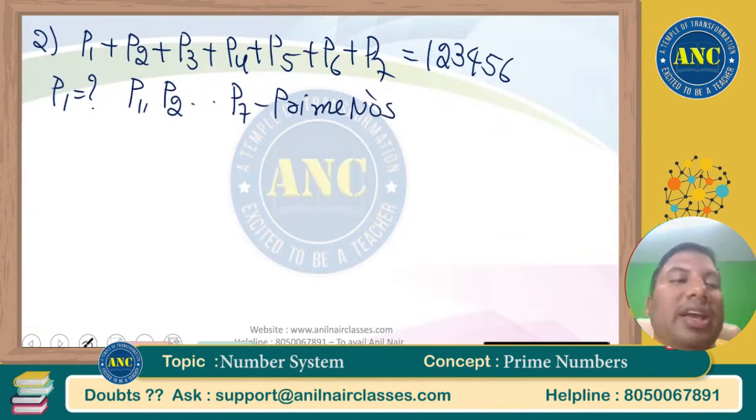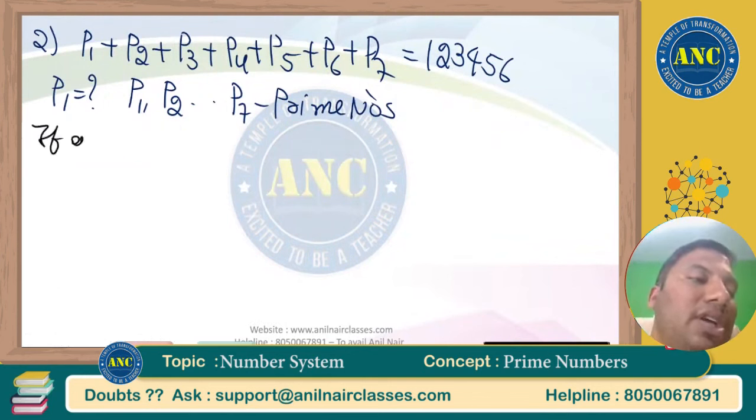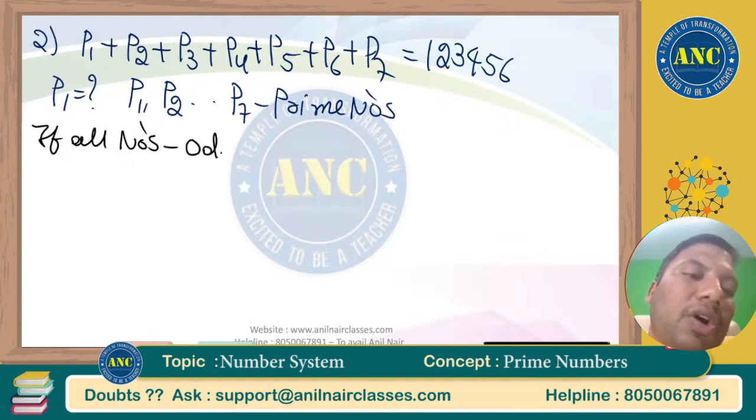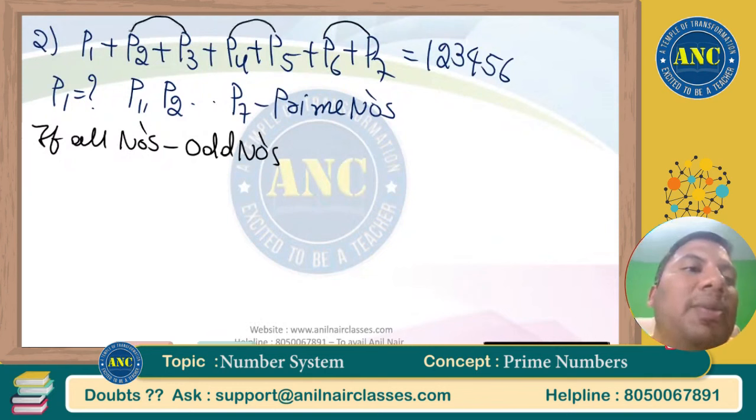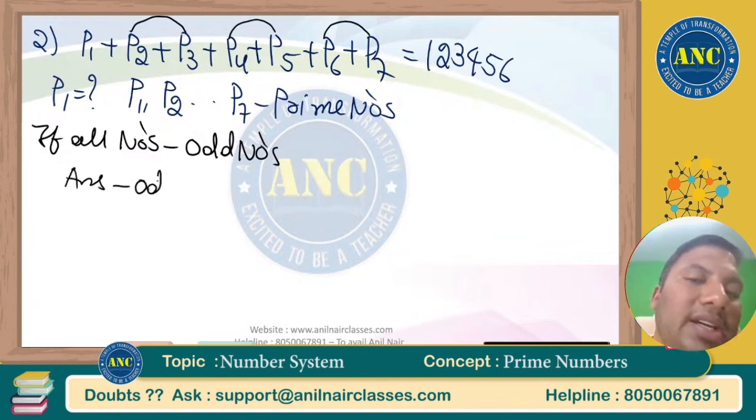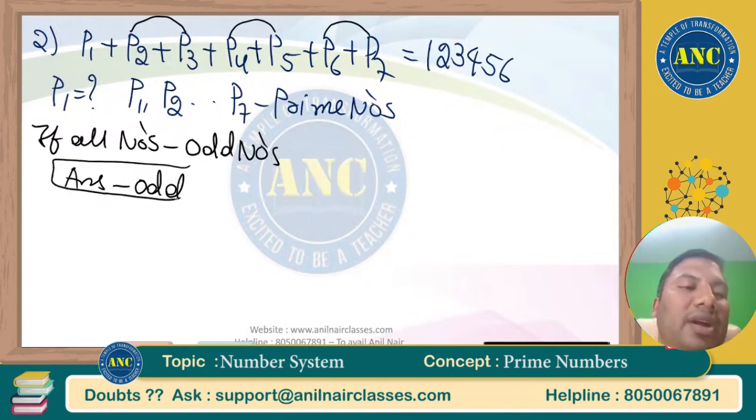Now see here, if all the numbers are odd numbers, then odd plus odd is even, odd plus odd is even, odd plus odd is even, plus an odd number. So the answer will be an odd number. But the right hand side, 1, 2, 3, 4, 5, 6, is an even number. All the numbers being odd is not possible. One has to be even.